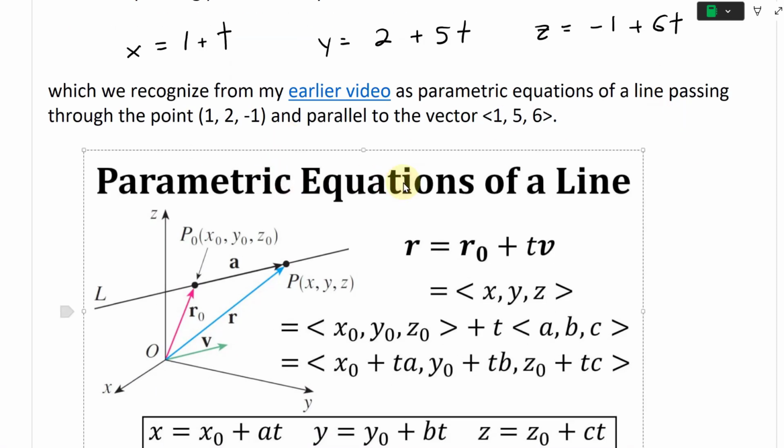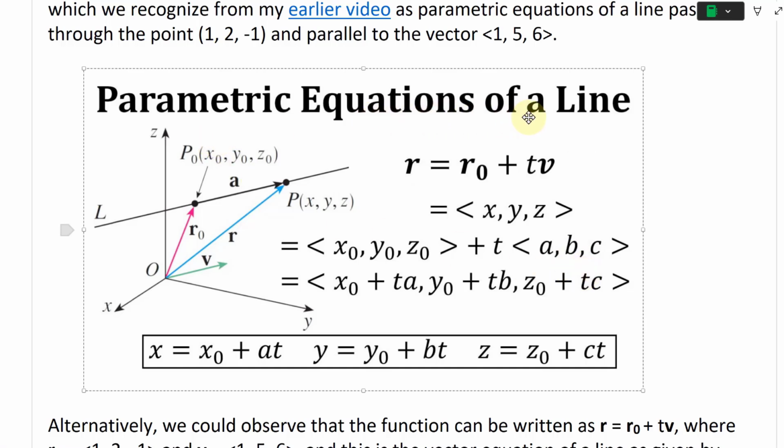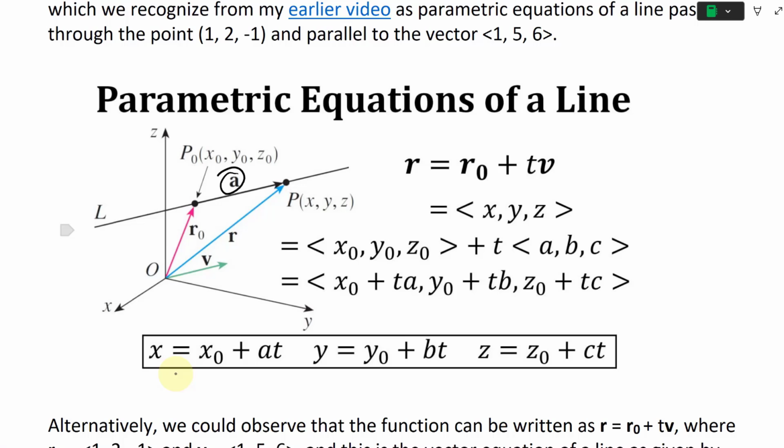Again, just recall from my earlier video, here's the thumbnail of the sections of it. Parametric equations of a line. If you have a line L, then you have the position vector r naught, which is a point on it. And this one right here is the direction vector, v, and a is parallel to this one. So r is equal to r naught plus a vector parallel to v, the same thing as r naught plus t times v. Because this is parallel to it but longer, you multiply it by a parameter t.